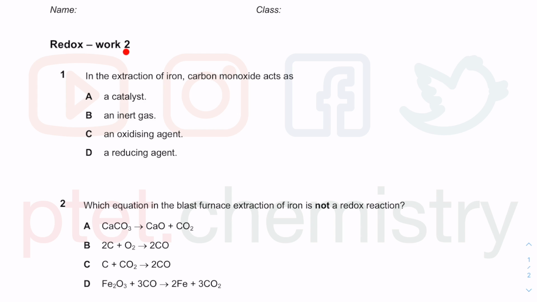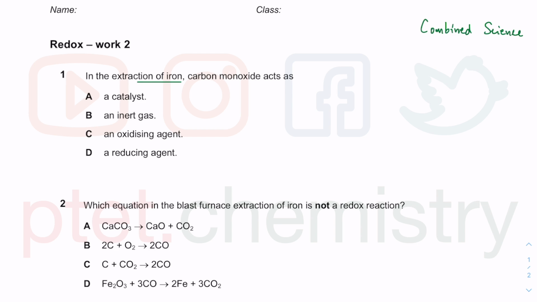So this is work 2 for the redox changes for the combined science. Even though this is for the O-level combined science, it is suitable for any foundation science or any elementary science, suitable for the 14 to 16 years old chemistry students all around the world. In this first question, we have extraction of iron.